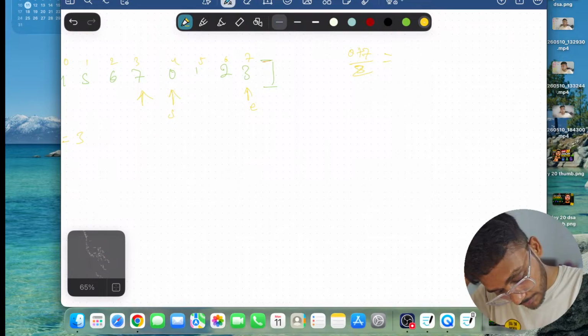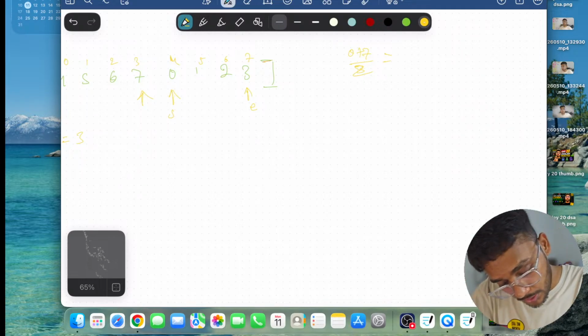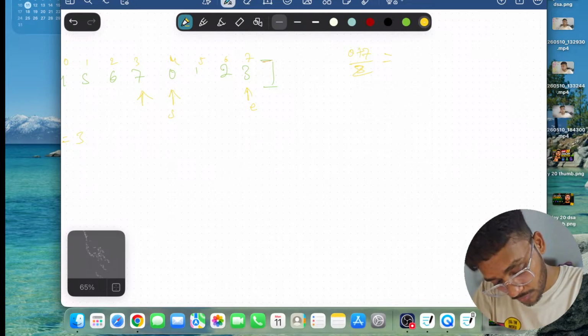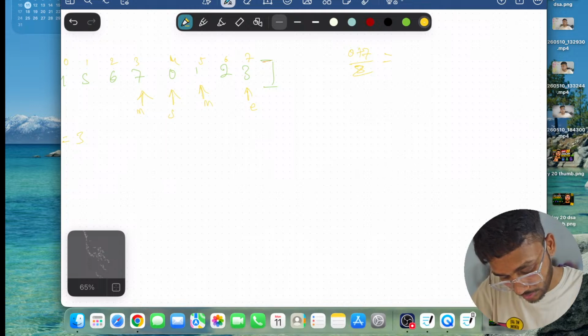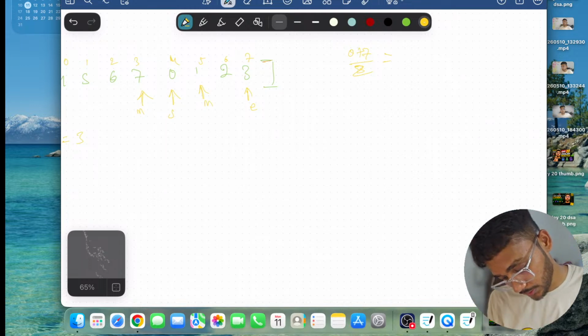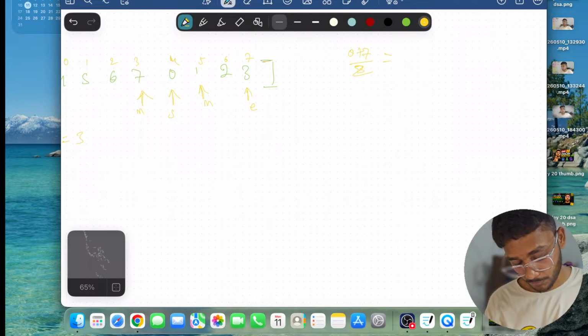So 4 plus 7 by 2, that is 11 by 2, that is 5.5, nothing but 5. So mid was here, mid is here right now. And we'll see, bro, are you in the left sorted part or in the right sorted part? It will say, okay, I'm in the right sorted part. So that means I can't go to the right part. I need to go to the left part.